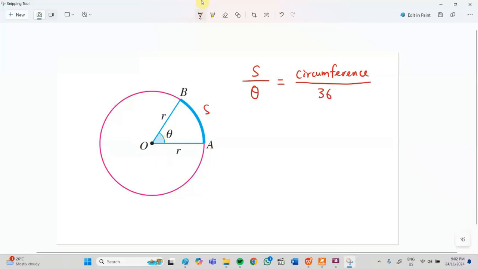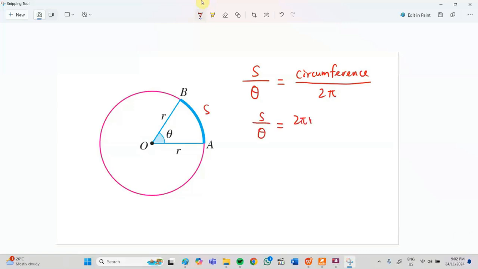But if we want to represent the angles in the unit radian, then 360 will be written as 2 pi. And remember the circumference formula is 2 pi r. Hence, 2 pi and 2 pi r, we can further simplify this, cancel this. You get s over theta equals r, hence s equals r theta, where theta is in the radian unit.